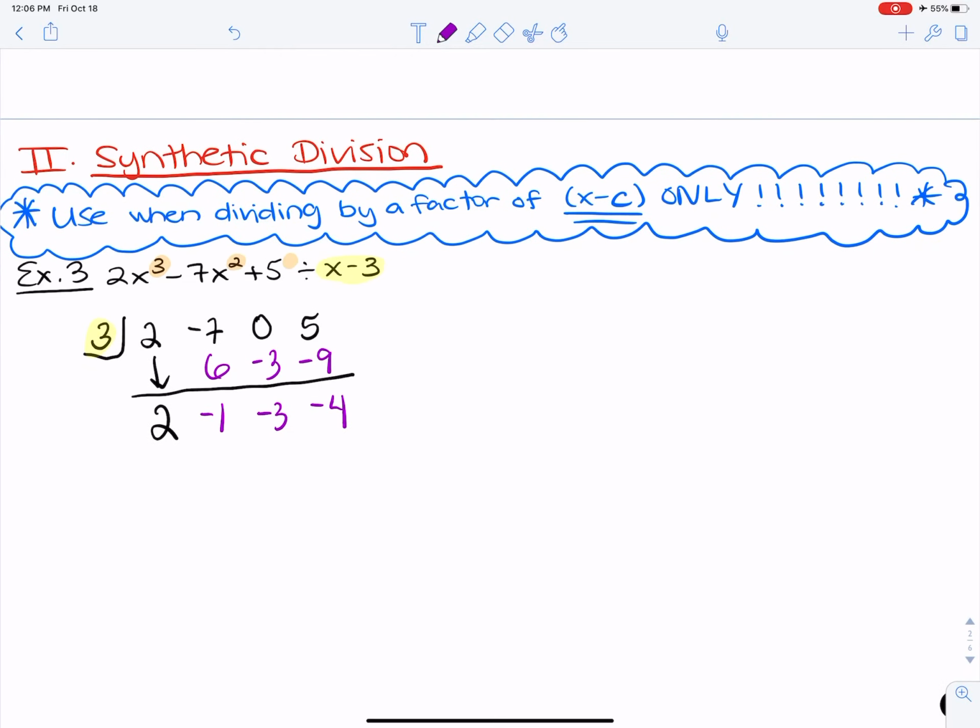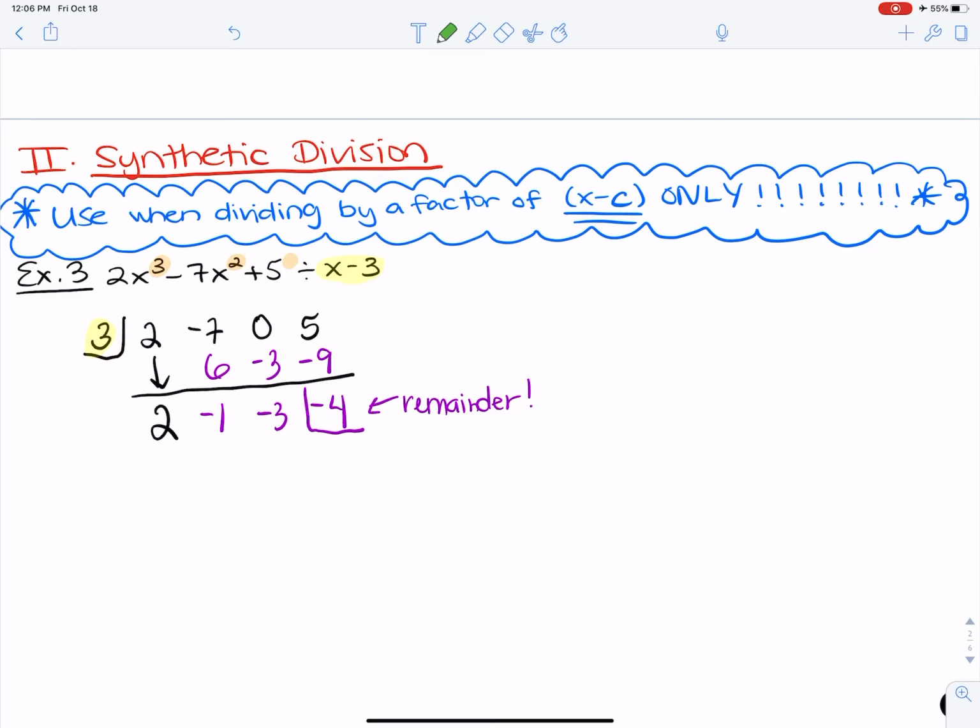Oh man, negative 4 is not a 0 like we're used to getting. So guess what? That is just the remainder. It's a shortcut in doing the long division. That is just our remainder. But now we need to write our final answer.